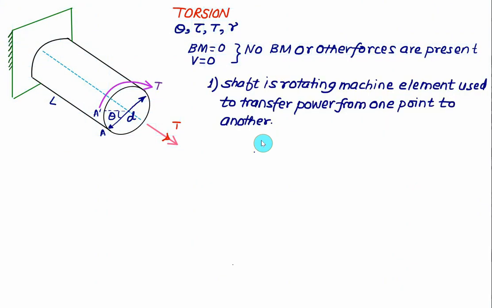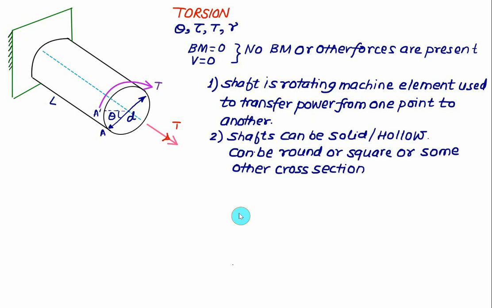So in general, we'll define the shaft as a rotating machine element which is used to transfer the power from one point to another point. Their cross section can be either solid or hollow, or a combination of a solid and hollow, that is called a composite shaft, or they can be round or square or some other cross section also. But as far as we are concerned, we are only interested in the circular cross section, that is round, and we are interested in the solid and hollow.